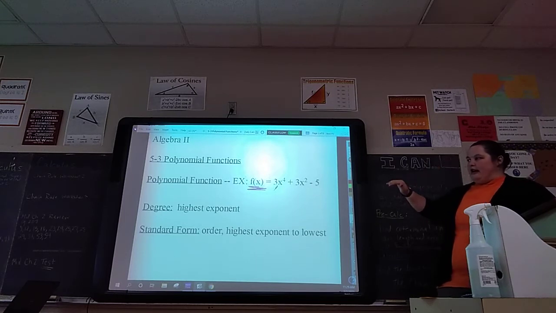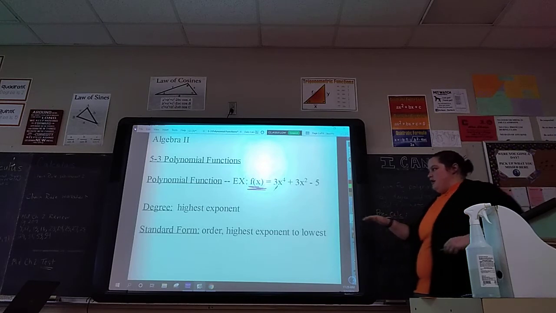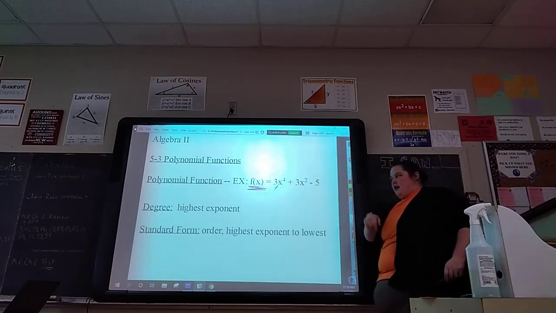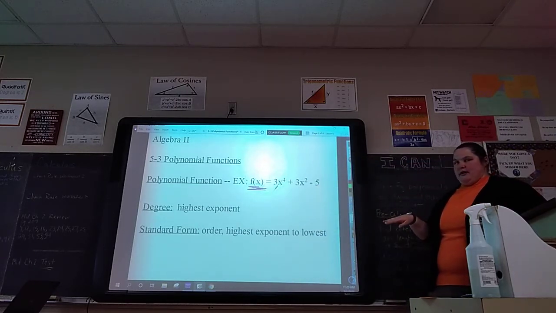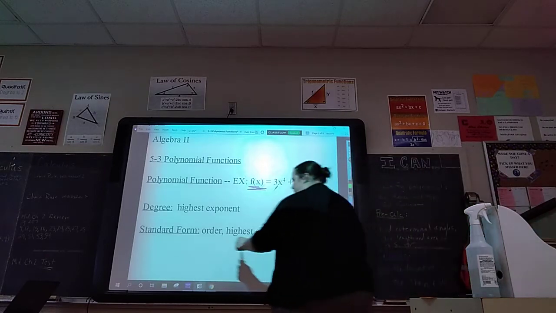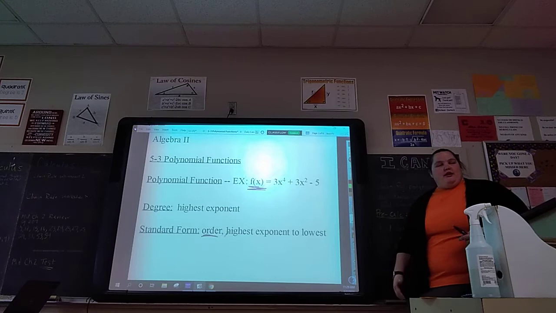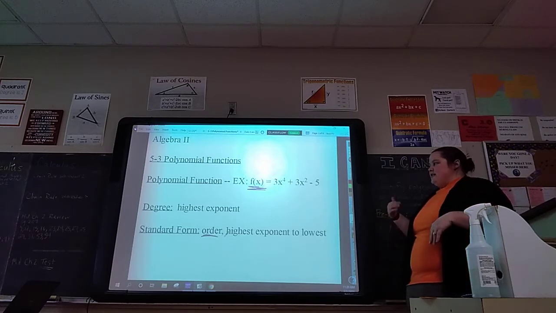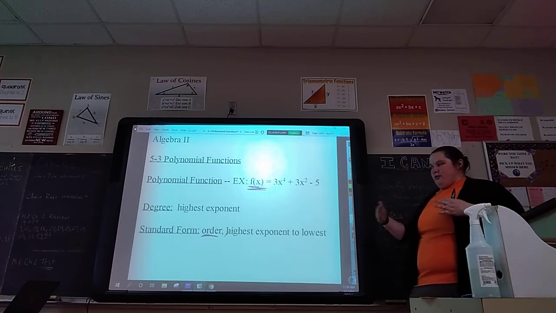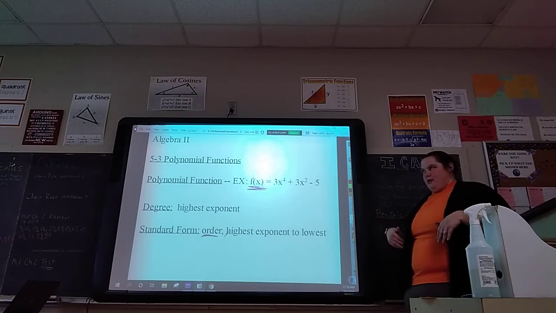So we're still going to classify polynomials by degree, and degree is still the highest exponent. Like this would be degree 4. And then we're still going to make sure we're worried about standard form, which just needs to be in order. So if something's given to you in standard form, you don't have to worry about rewriting it. If something's not, then reorganize it so you start with the highest exponent and work your way down.